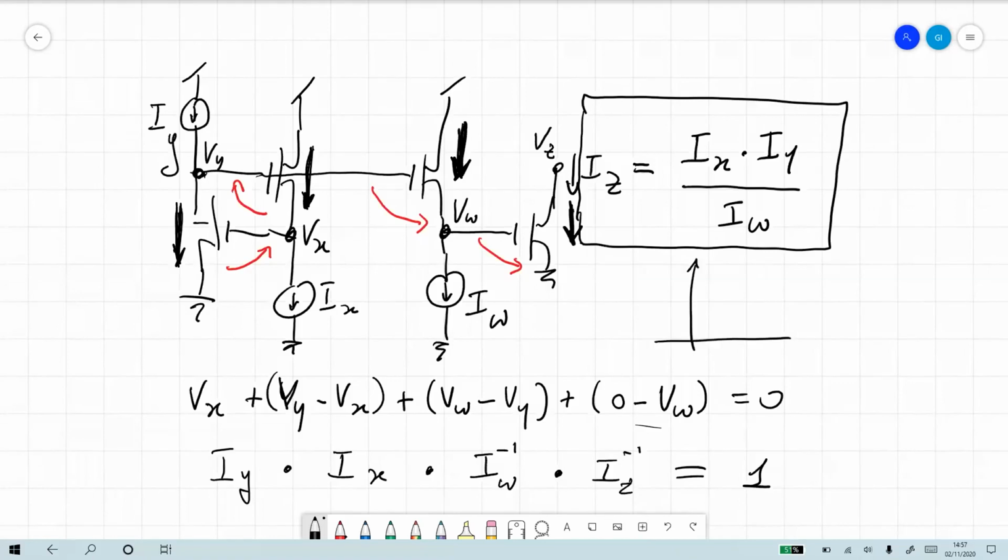So if I have IZ, and then I have here IX, it will be some gain, which will depend on IY divided by IW. Is this clear to everyone?